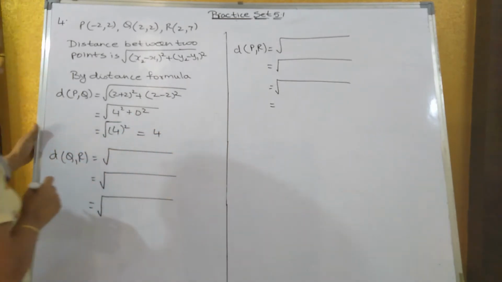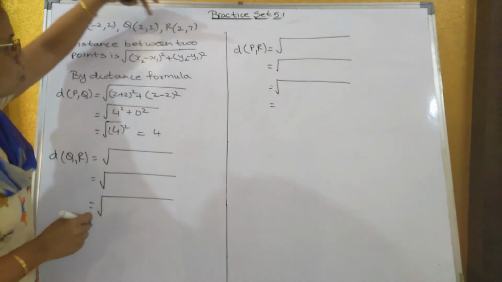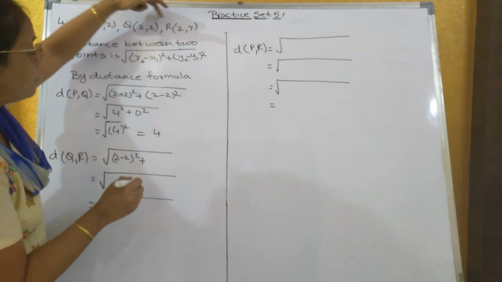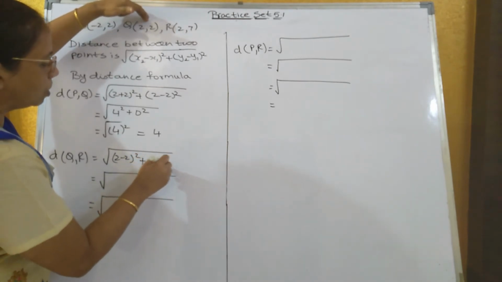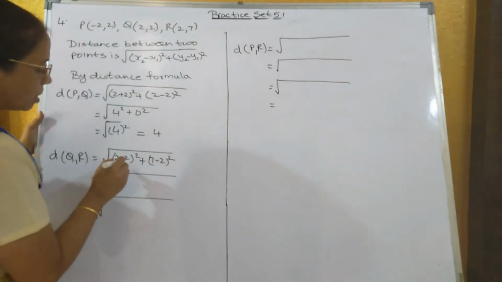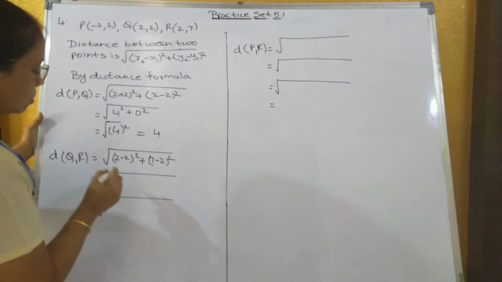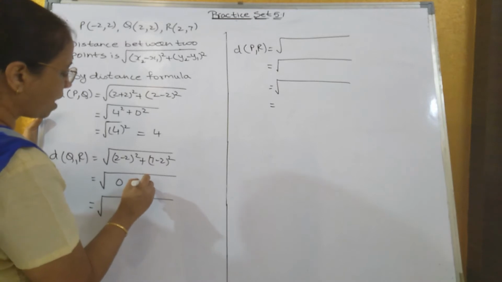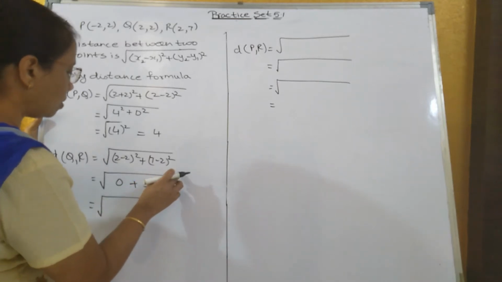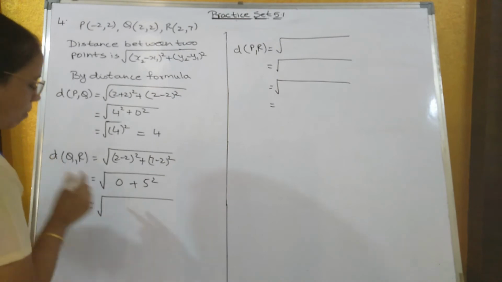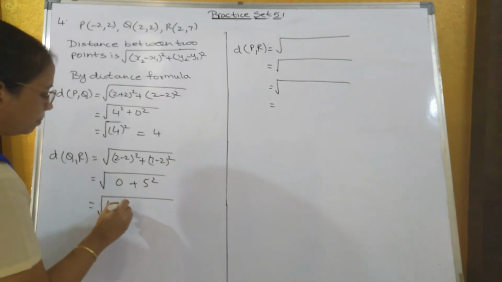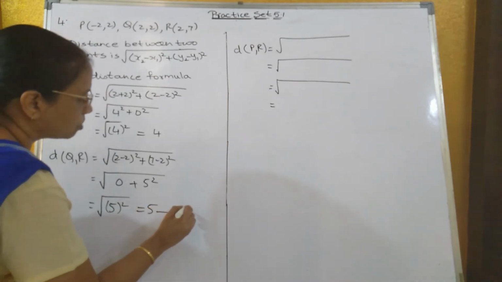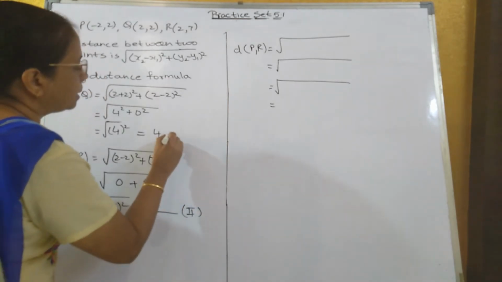4. Similarly QR: 2 minus 2 the whole square plus 7 minus 2 the whole square. That is 2 minus 2, 0, plus 7 minus 2, which is 5, the whole square. So that is 5 square, which is equal to 5. So let this be 2 and let this be 1.